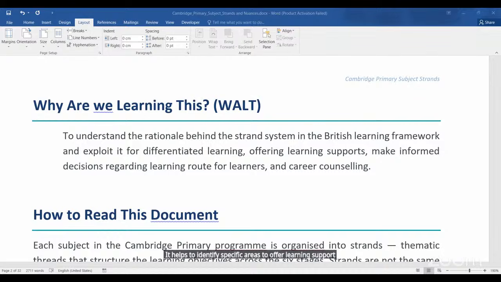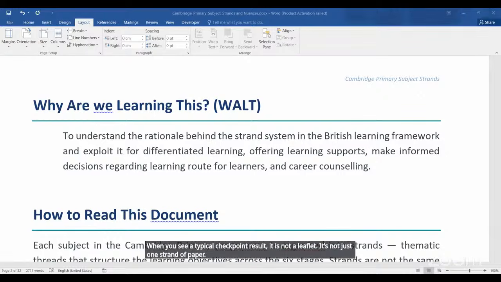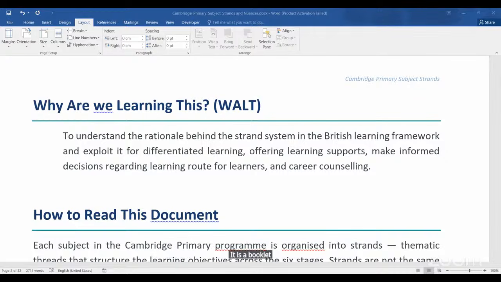Number two, why strands? If you see a typical Checkpoint lower secondary result after they write the exam, the syllabus is called Checkpoint, and the exam is also called the Checkpoint exam. When you see a typical Checkpoint result, it is not a leaflet. It's not just one strand of paper. It is a booklet per child.